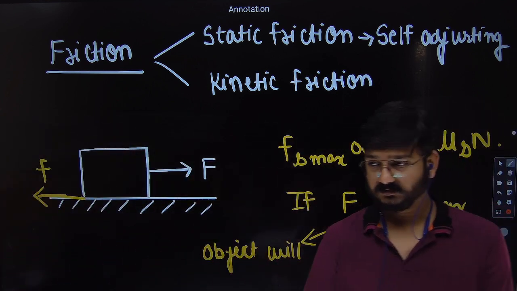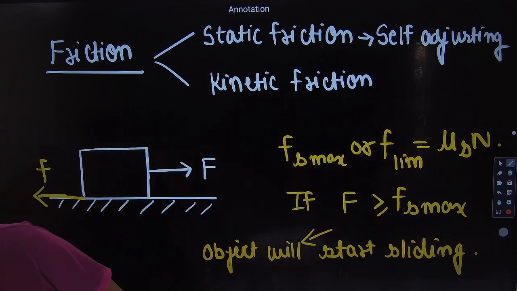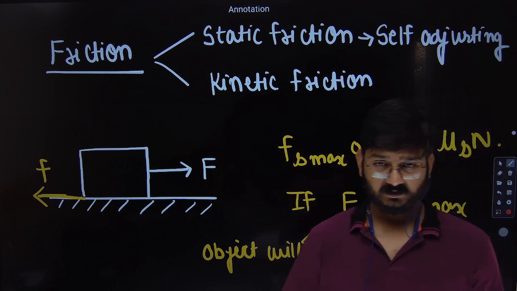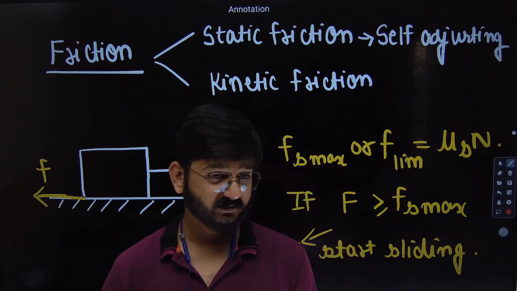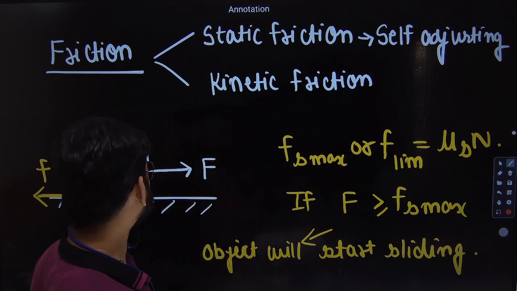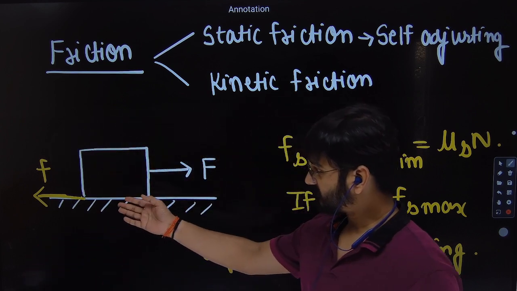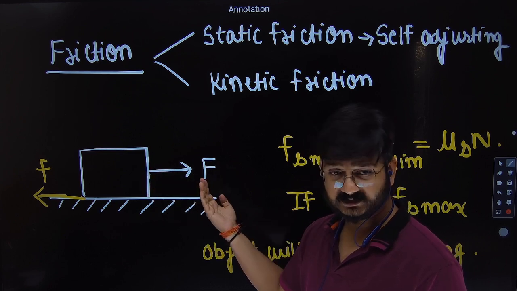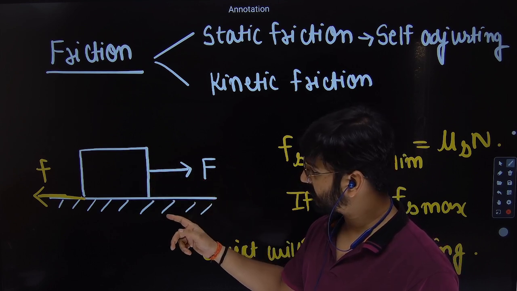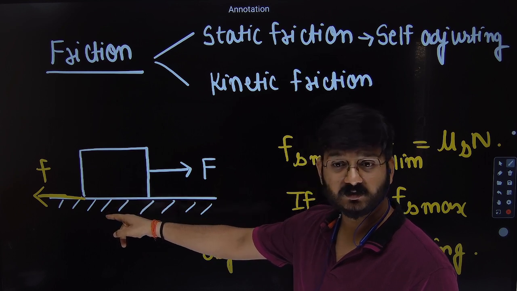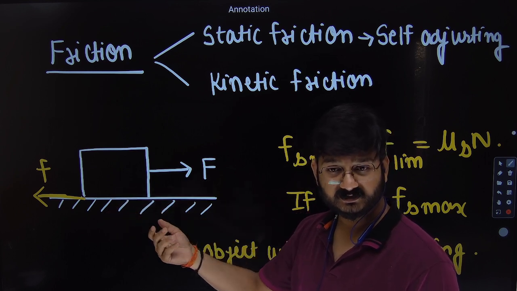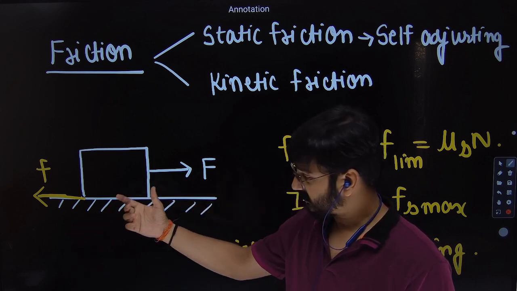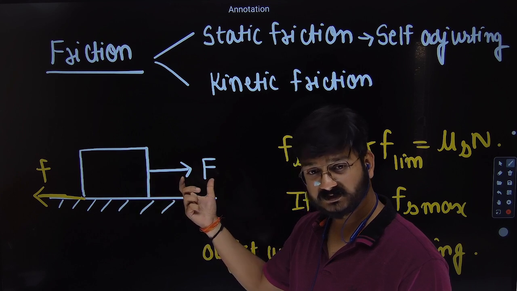So what does friction do? Opposes the motion. Which motion? Relative motion. Friction opposes the relative motion between two surfaces. If you see this block, if I apply a force F, this is the external force. If I am pulling it towards the right side, what will happen? There will be a relative motion between the block surface and the ground. What is the meaning of relative motion? That there is a difference in the velocity. The ground surface is at rest. This block will have a velocity due to this force.